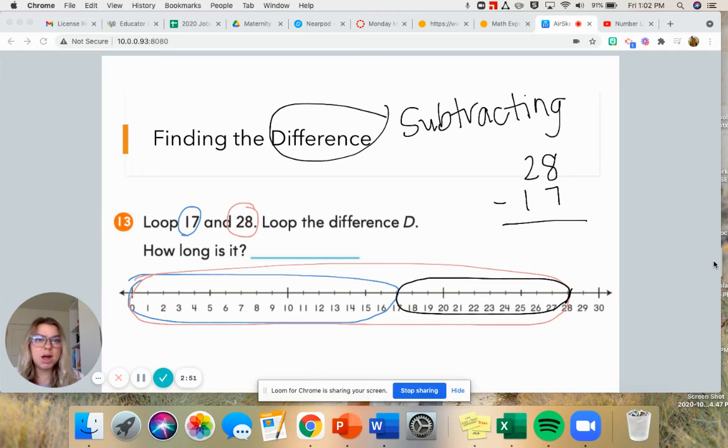So we know how to subtract. This is easy. It's a review. 8 minus 7 is 1. 2 minus 1 is 1. So the difference, D, they label this big loop here that I did, they label that with a D. The difference, D, is 11. That is the difference between 28 and 17.